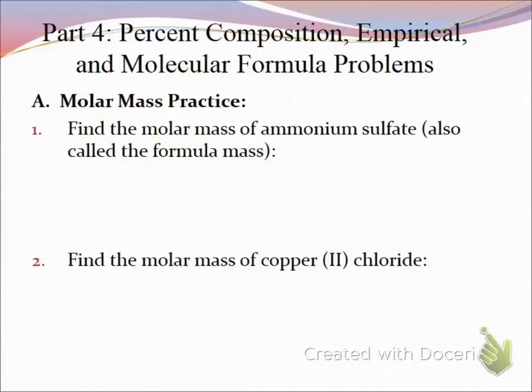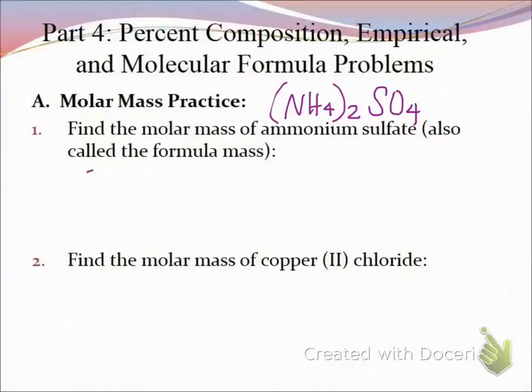So first thing we have to be able to do is write the formulas of the things that we need to find the molar mass for. This is why we practiced that yesterday. So if I want to find the molar mass of ammonium sulfate, how would I write that formula? Well, ammonium is NH4 plus. NH4, so I put parentheses around those, and then sulfate is SO4. So that would be my formula for ammonium sulfate.